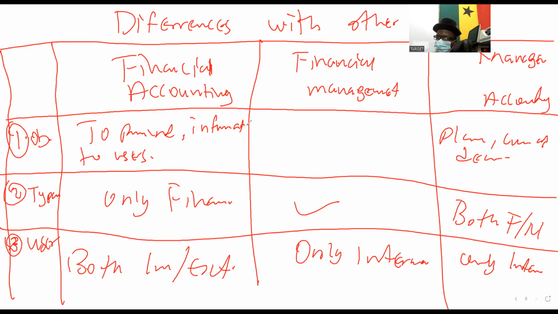Again, the information that it provides. Here, it provides information basically about, you can tell us, the timing of it. Financial accounting provides only historical, only past information. Only information about yesterday.